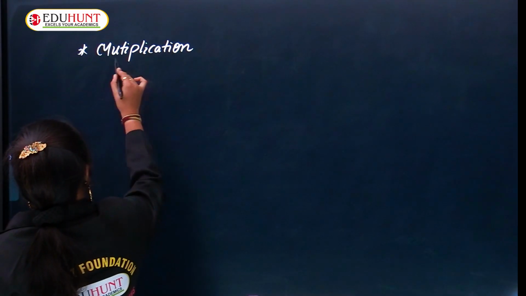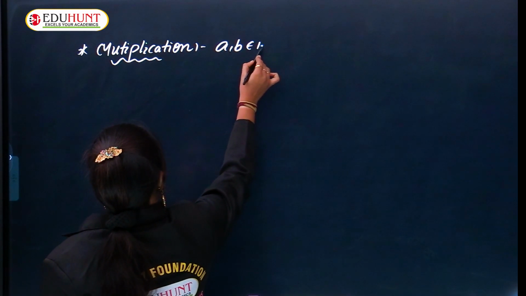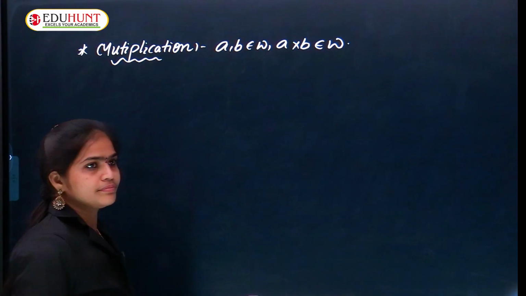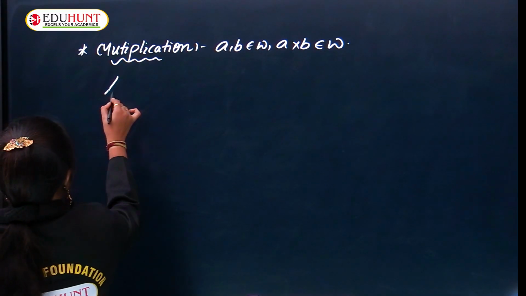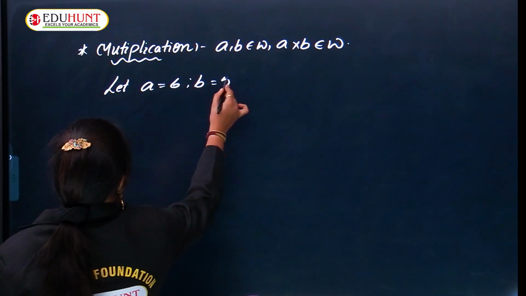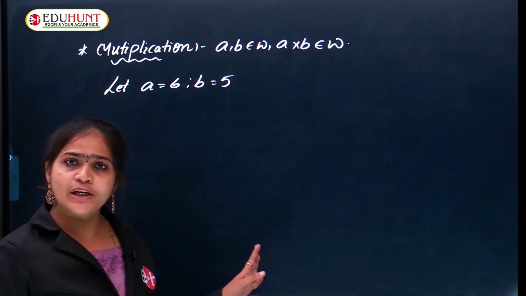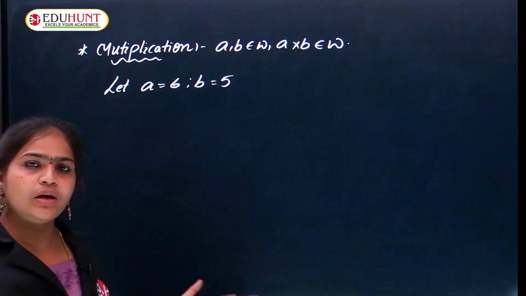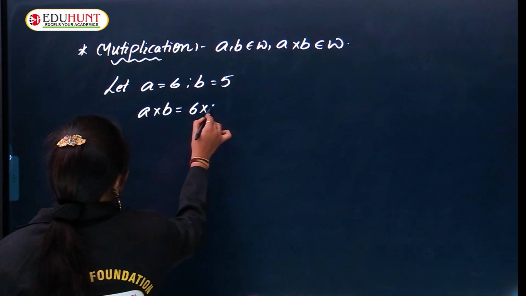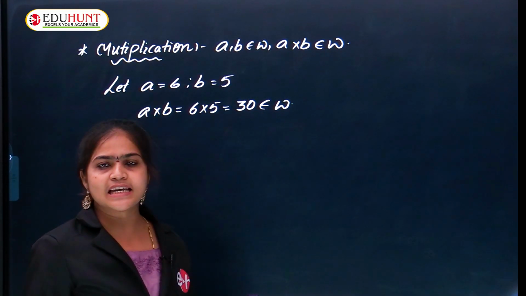Multiplication. Multiplication condition, what is that? a comma b belongs to whole numbers, then a into b also belongs to whole numbers. Understood? Now let a is equal to 6, b is equal to 5. Okay, you can take any two numbers, and you will always get a whole number only. See that? Now a into b is equal to 6 into 5 is equal to 30. Is 30 a whole number or not? Yes, of course 30 is a whole number.